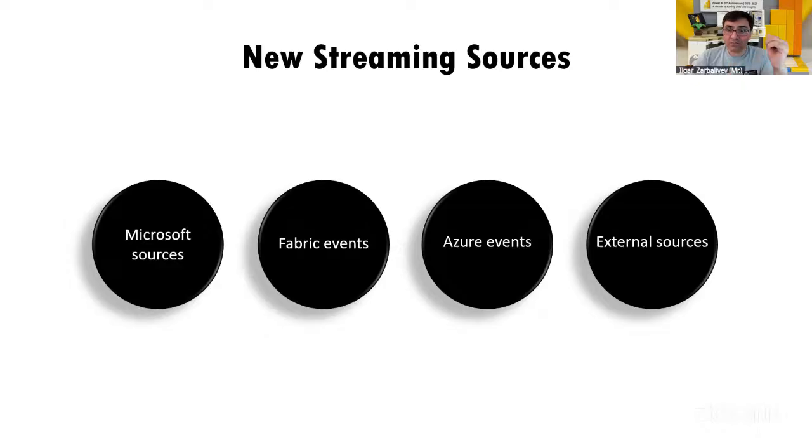Microsoft sources, these are like Azure Event Hubs, Azure IoT Hub, and Database Change Data Capture, or CDC feeds. Fabric events, these include workspace changes and OneLake file operations. Azure events, these are Azure Blob Storage events. And external sources include Apache Kafka, Amazon Kinesis, and Google Cloud Pub/Sub or SAP.